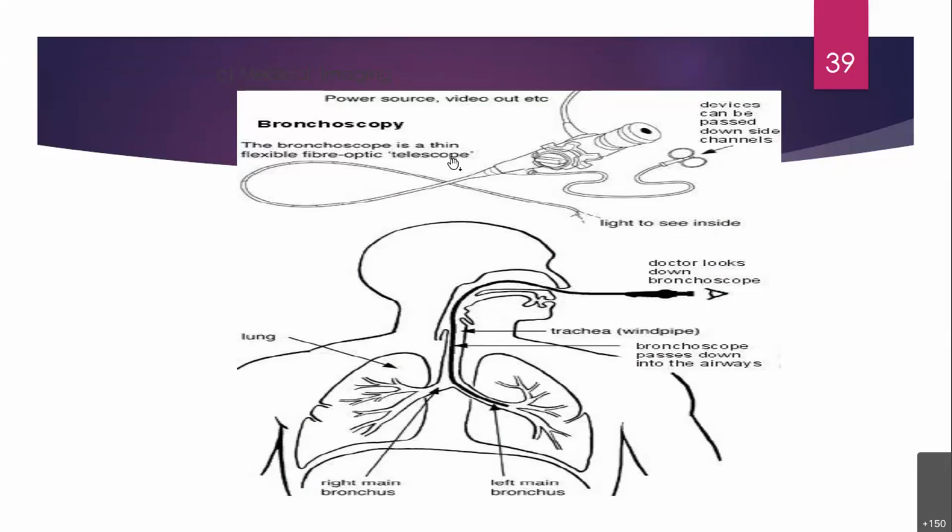Sir, I wanted to ask, how would we see the objects? Like there is a very dark place down there. You see this.